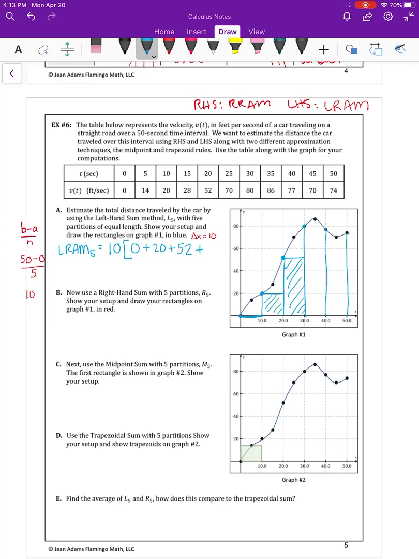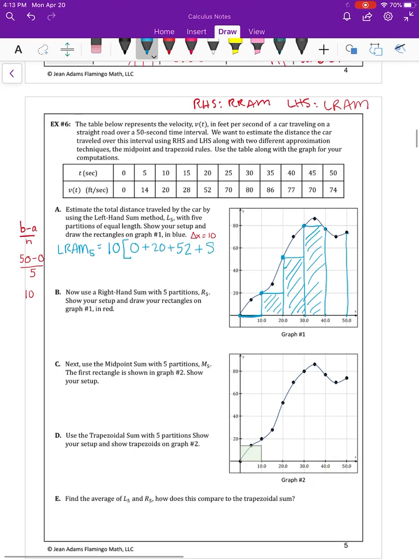Okay, here's my LRAM for the next one. Here's my RRAM. I'm going to use LRAM, and that's going to be the area that I'm talking about. And I'm going to look up here in my table and see that I have 52 in my table at 20. And then I've got my L and my R. I'm going to do L, and this will be my rectangle. So I'm going to use my value at 30, which is 80.